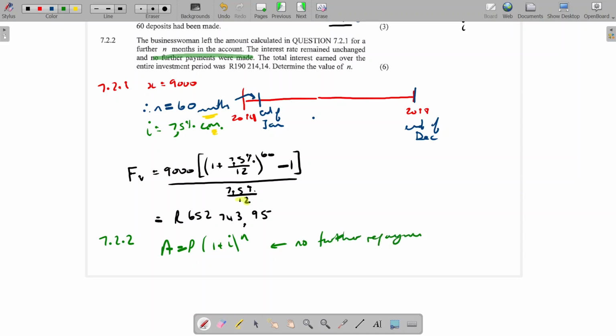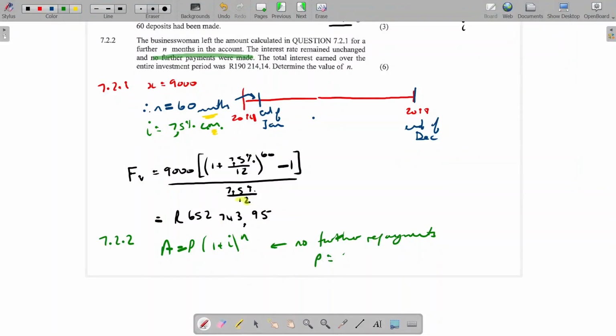Again, we said we want to choose the correct formula. This is the correct formula to use for this question. We are not using the future value formula. So we need to identify in the text. We now know that P equals 652,743.95. We are leaving it there for n months, which we need to find. So n is the thing we are looking for. i is given to us as being unchanged, so that was 7.5% per annum compounded monthly.